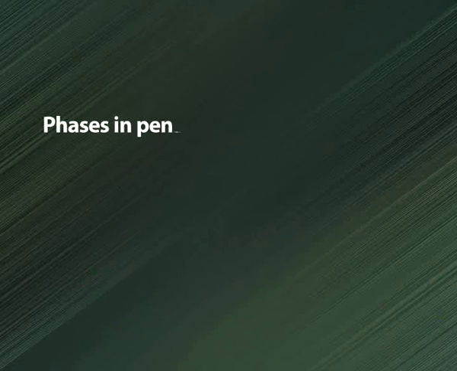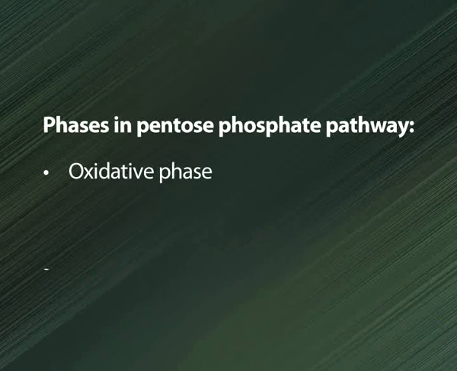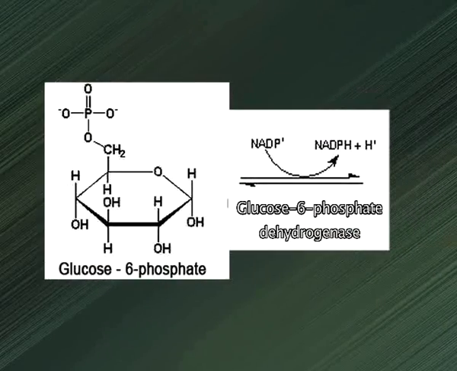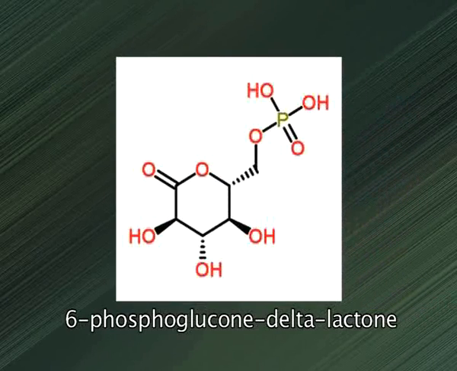In the pentose phosphate pathway, we have two phases. One is the oxidative phase and the second is the non-oxidative phase. First, we will deal with the oxidative phase of the pathway. The first reaction of the pentose phosphate pathway is the oxidation of glucose 6-phosphate by glucose 6-phosphate dehydrogenase to form 6-phosphoglucono-delta-lactone, which is an intramolecular ester.